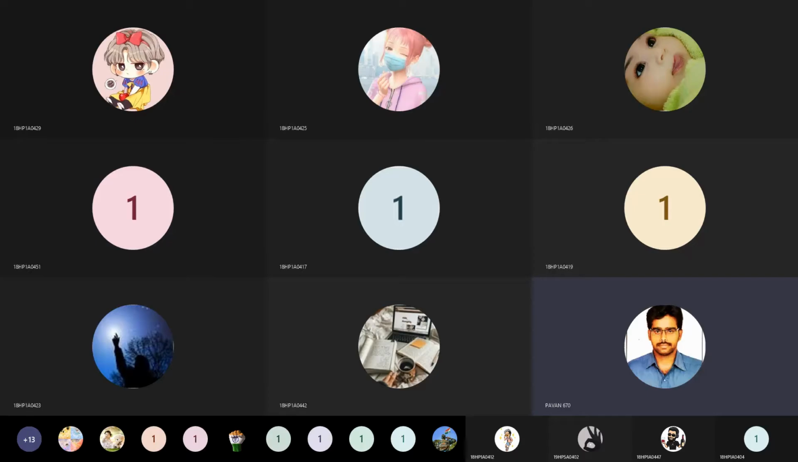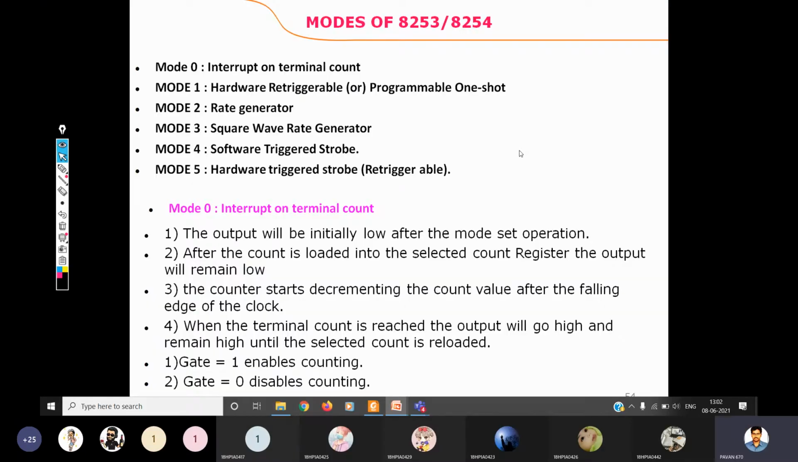We have discussed the various architecture, pin diagram, and basic features of the 8254 programmable interval timer. Today's class we will discuss the different operating modes in which the 8254 can operate, and in how many ways it can provide its application. We will see that in today's class.